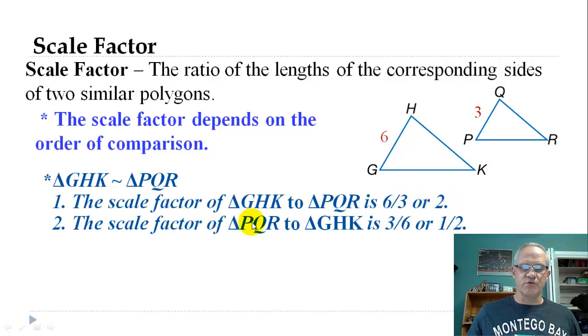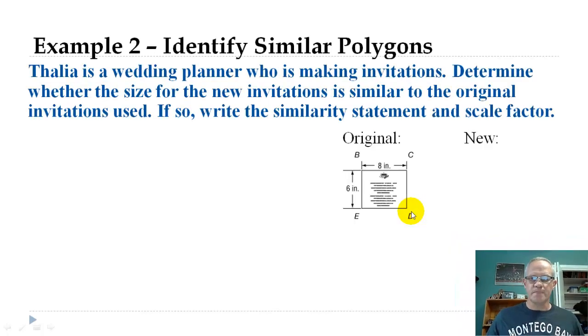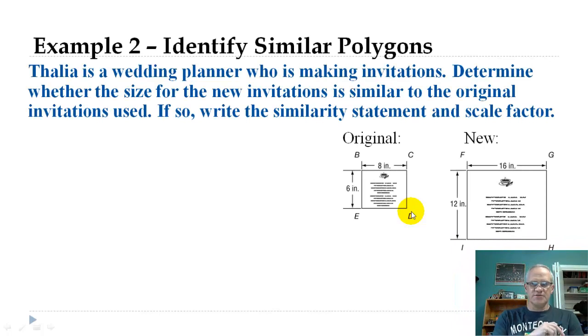But if you were asked for the scale factor of PQR, notice this time PQR comes first, PQR to GHK, then you'd have to put the PQR on top, which would be 3 on top, 3 over 6, or in other words, 1/2 would be the scale factor there. So depending on what order you're talking about, the scale factor is either going to be 2 or 1/2. The first triangle that's talked about, that number goes on top. Okay. All right, let's take a look at another example.